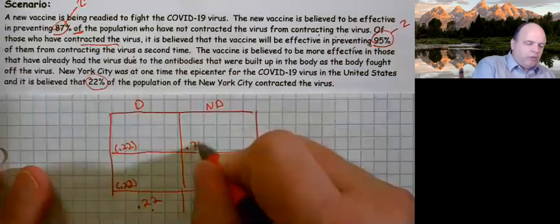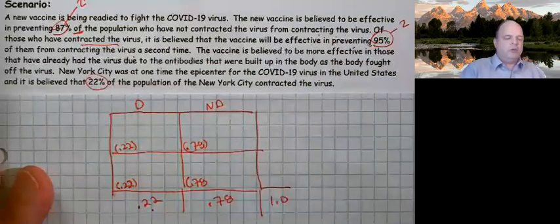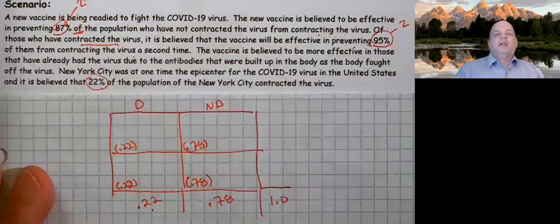And remember, small mistakes early on, you can go ahead and just scratch them out and start over if you need to. All right. Now, the new vaccine is believed to be effective in preventing 87% from contracting the virus. Oh, well, wait a second.